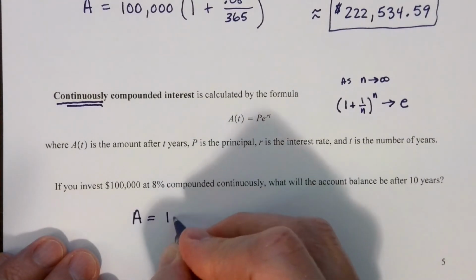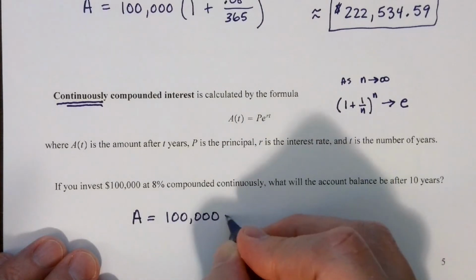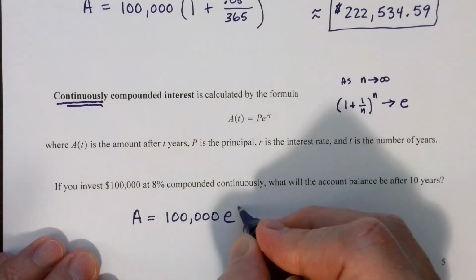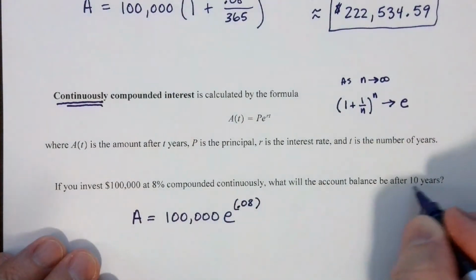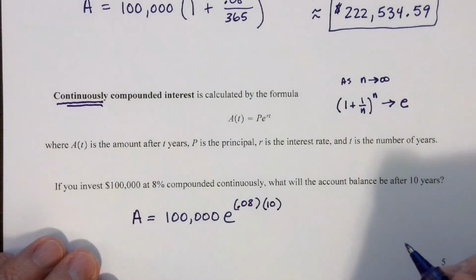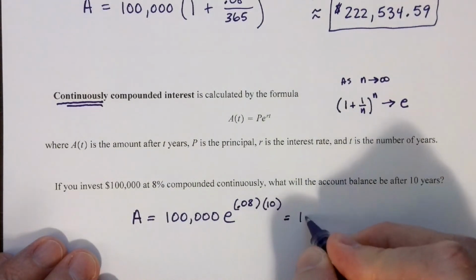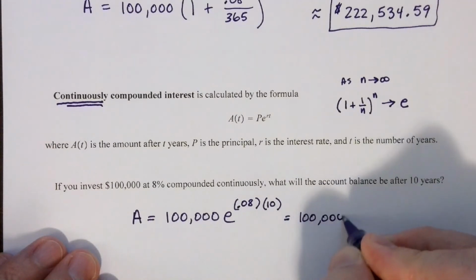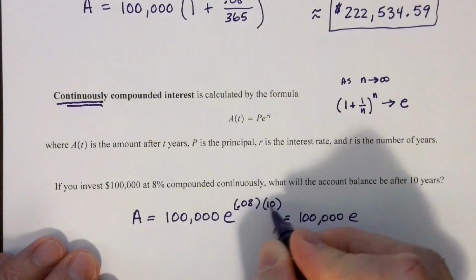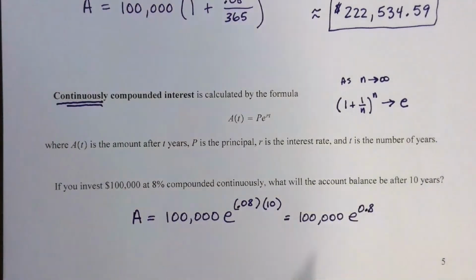Well, P is 100,000, e to the r, which is 0.08, times t, which is 10. Right? Same values as we had before. So this is 100,000 e to the 0.08 times 10, which is just 0.8. Okay, so that's the best we can do.